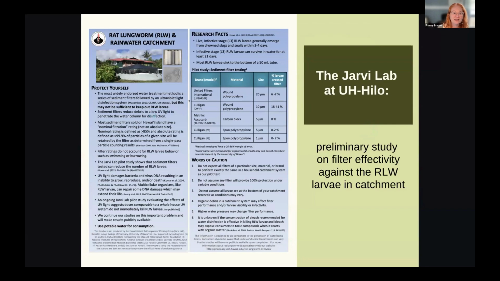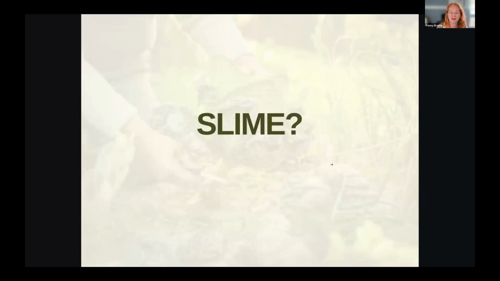The Jarvie lab did test some filtration systems and found that some were a little better than others. This 5 micron carbon block did really well. Again, this is a small test, so we can't talk about every single type of filtration system, but keeping that filtration system maintained is really going to help you. I think we have some links in the chat that you can click on to go to the Jarvie lab and learn more about the work that they've done on rat lungworm.